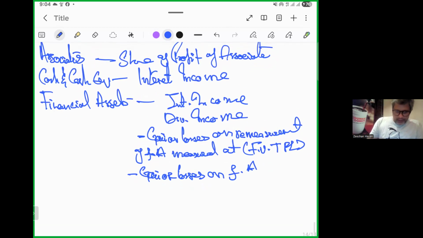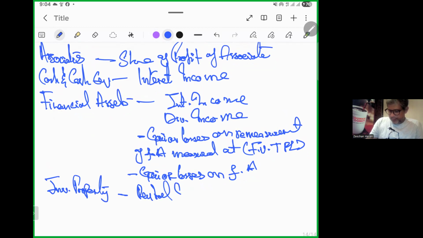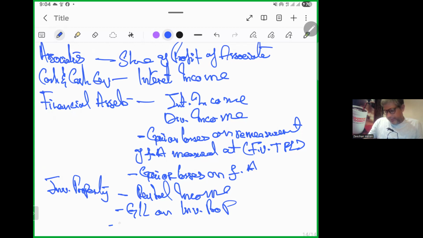It also includes investment property. So we will recognize the rental income related to it in the investing category, and gains or losses on investment property, etc. Okay.